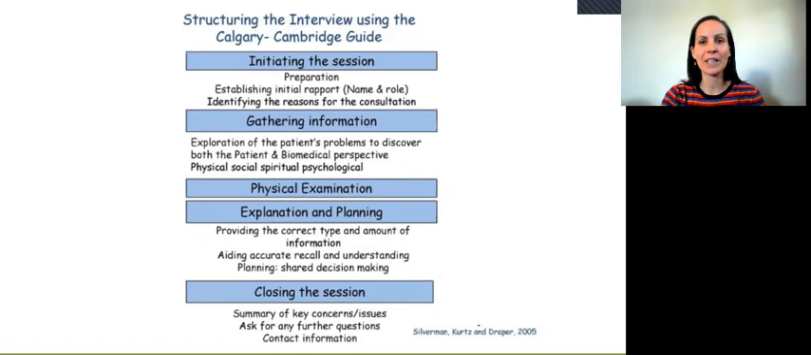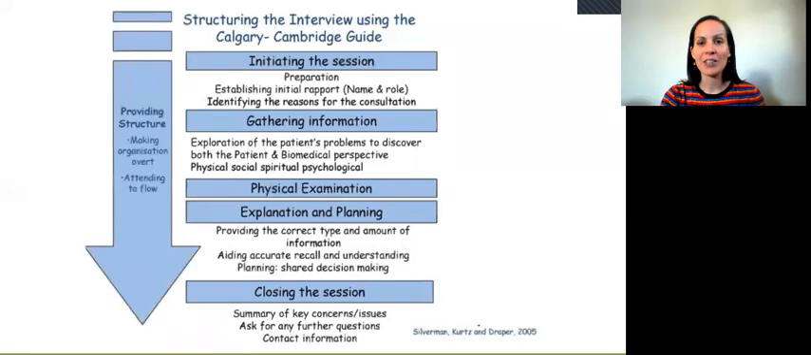Now, all through this time, we are providing structure. And this means we need to use some specific consultation skills, communication skills, to help provide that structure. One of these is called signposting, which we'll talk about in the communication skills lecture, which is making it overt. Where are we going in the consultation? What will be the next steps?